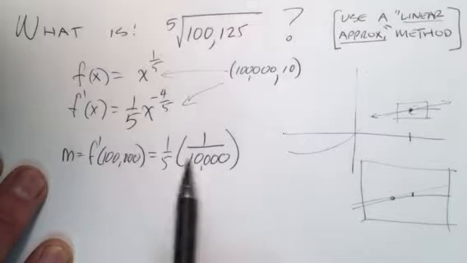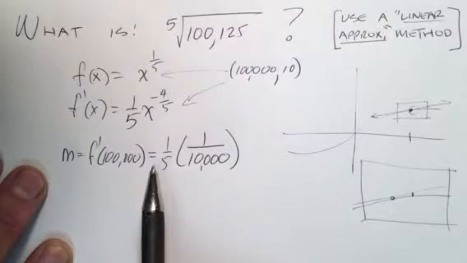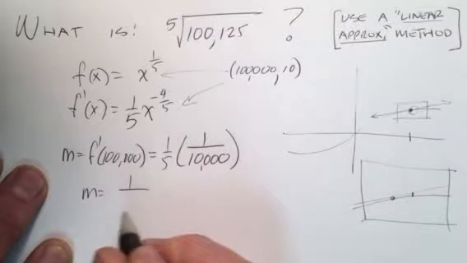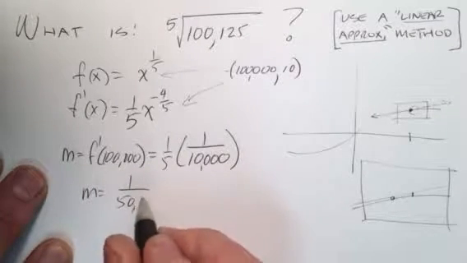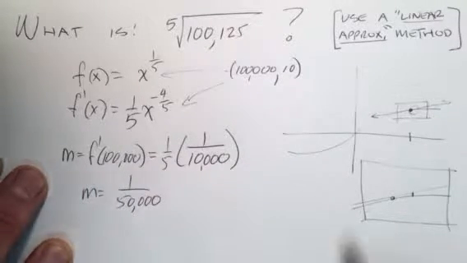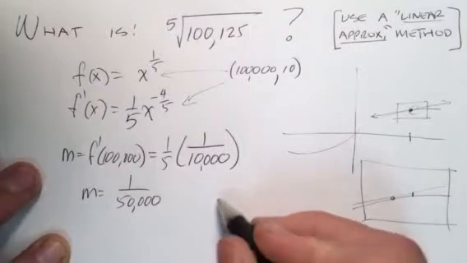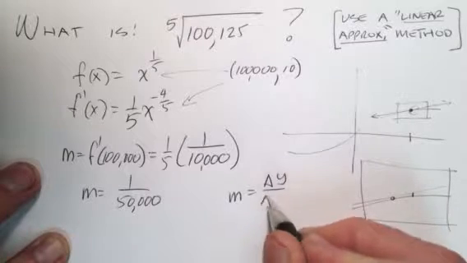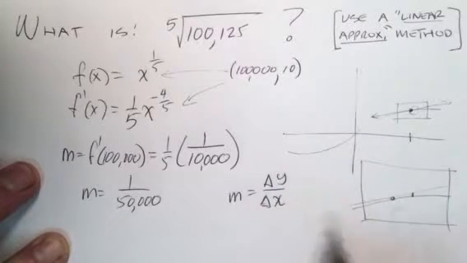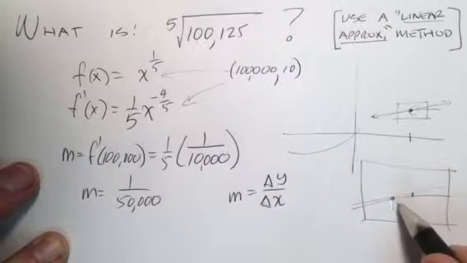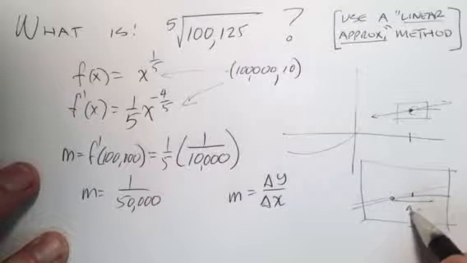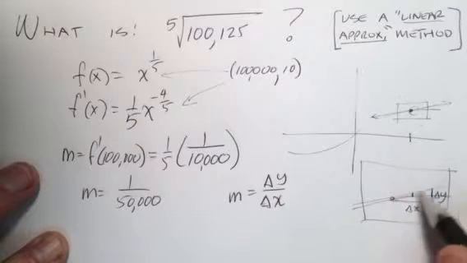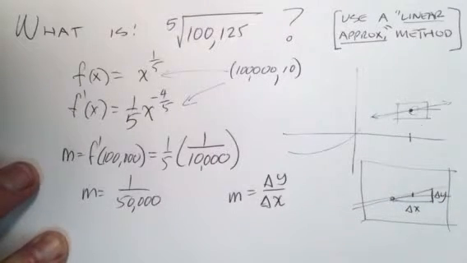So when I plug this in, I get that. Well, that's my slope then. So my slope, m, is 1 over 50,000. Well, it helps to go back and think about what slope is. Slope is defined as the change in y over the change in x, delta y over delta x. So we know that this slope is going to have some delta x and some delta y, and the ratio of those two gives me my slope, which I know is 1 over 50,000.